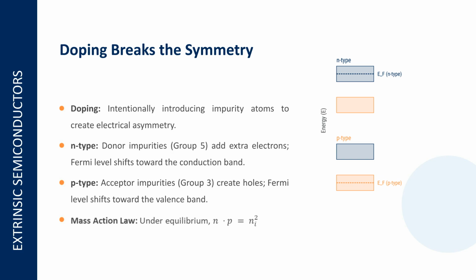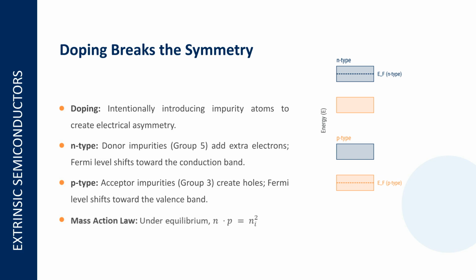Conversely, we have p-type doping. Here, we introduce an atom with one fewer valence electron than the host, an acceptor impurity. This missing electron creates a void, or a hole, in the valence band. Other electrons easily hop into this void, effectively allowing the positively charged hole to move freely through the crystal. Because we are adding positive charge carriers, this is a p-type material. Holes are now the majority carriers, and electrons are the minority carriers.